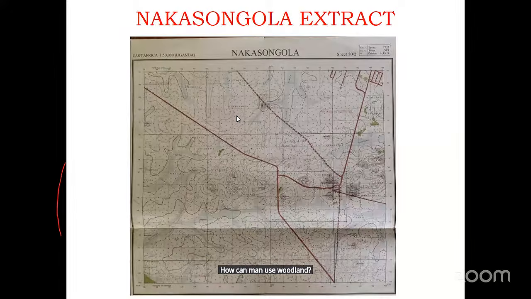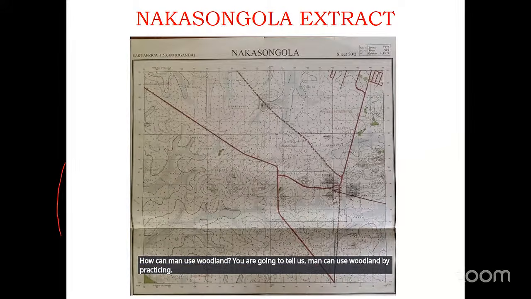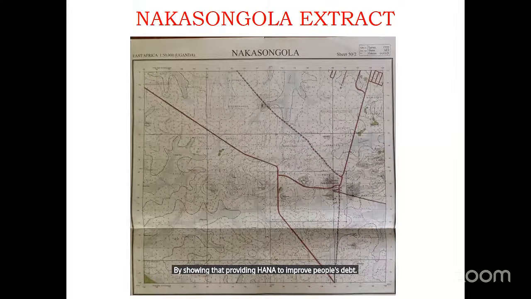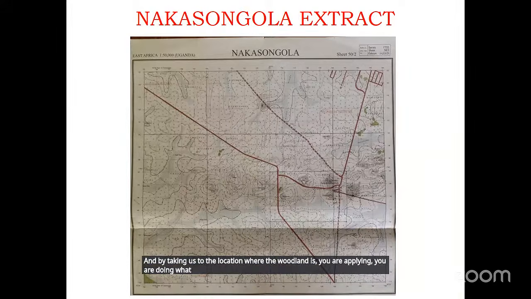You are going to tell us man can use woodland by practicing beekeeping to provide honey to improve people's diet. By showing that providing honey improves people's diet, you are explaining. And by taking us to the location where the woodland is, you are applying what we call map skills, map reading.